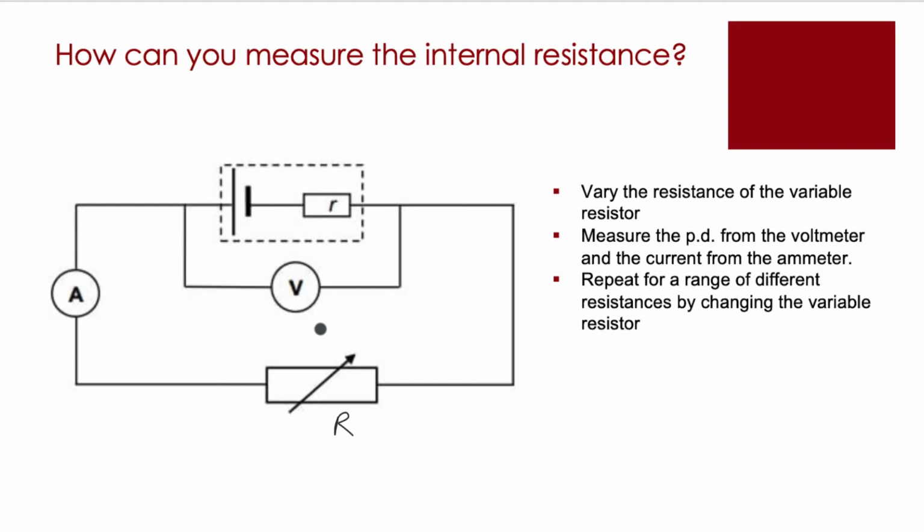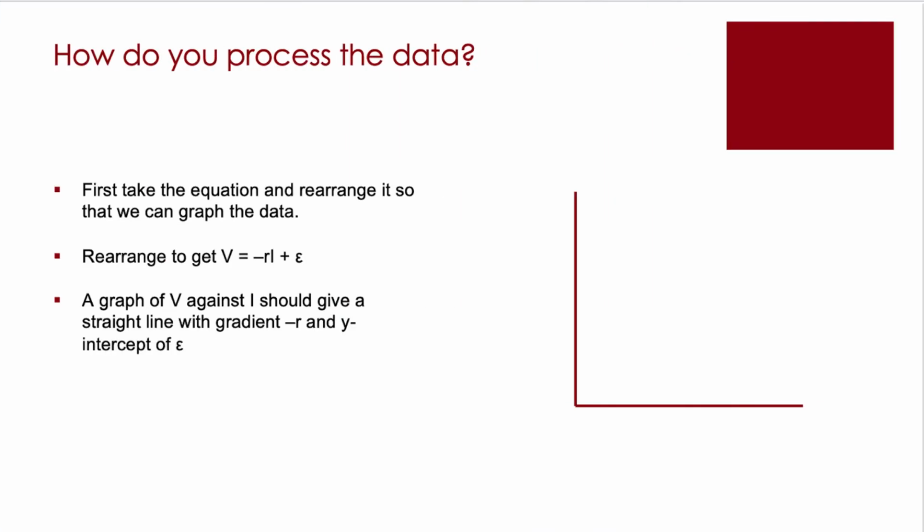It will vary the value I'm going to have as a terminal voltage. I'm going to do this for 5 different resistances, and then I'm going to take my values and plot them on a graph. So let's think about this. We had that equation E equals I R plus R.